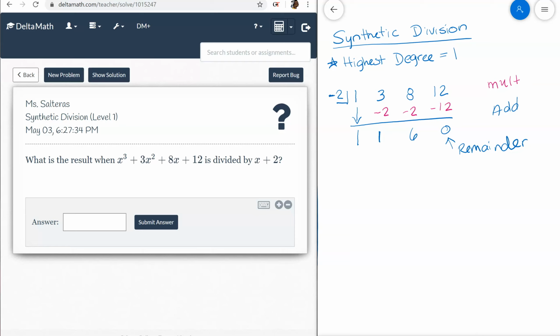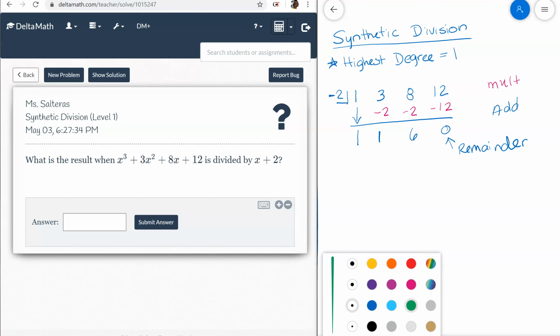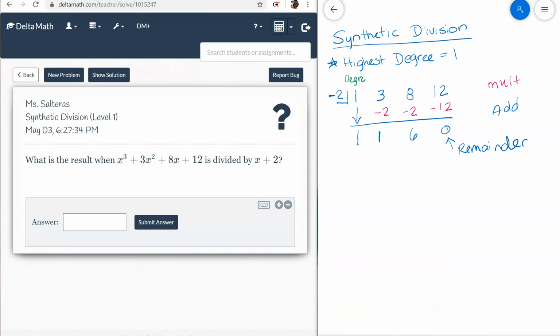So how do we rewrite this? We started with a degree of 3. I'm going to write the degrees across here. This was 3, 2, 1, 0, right? When you write your answer, it's going to be 1 less than the degree you started with. Since you started with 3, this is going to be 2, 1, 0. Those are going to be your degrees for your answer.